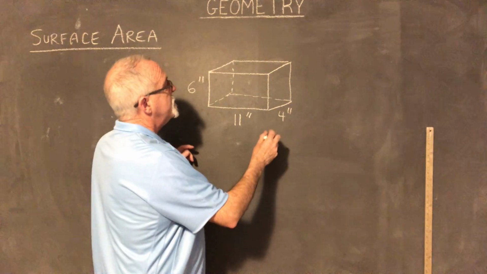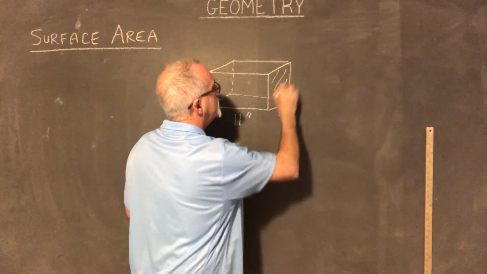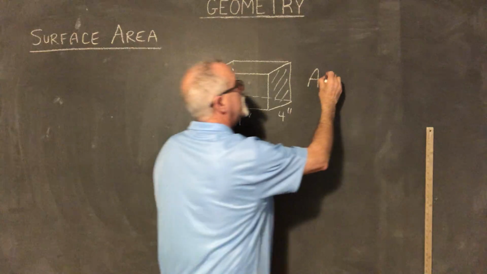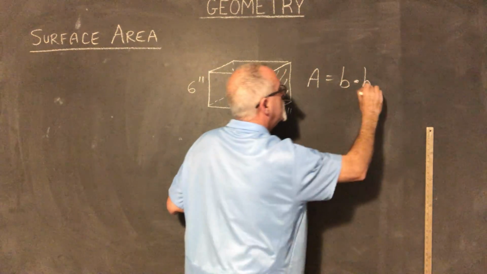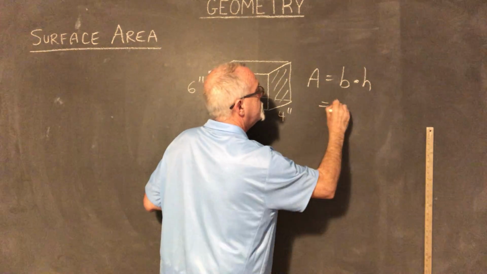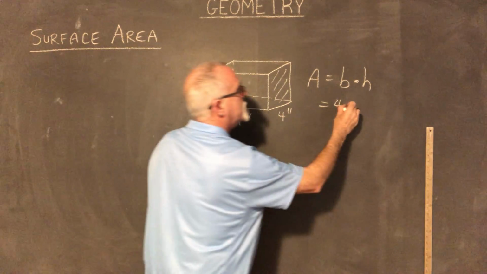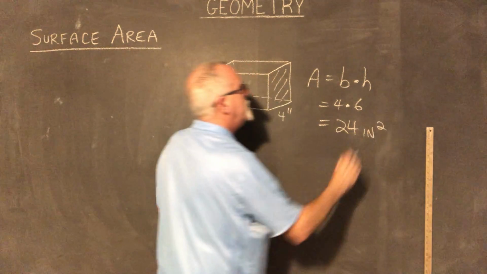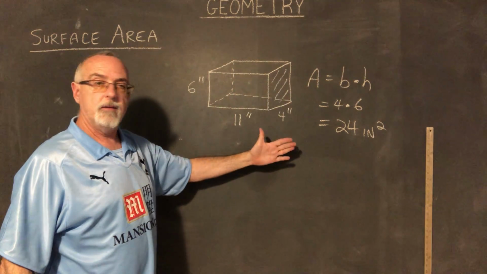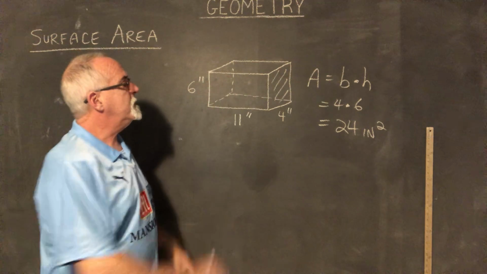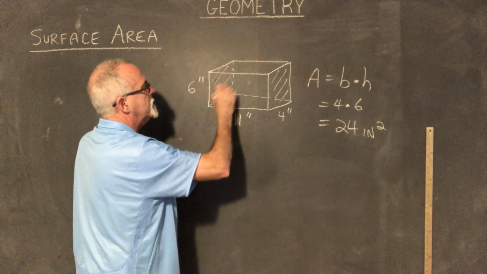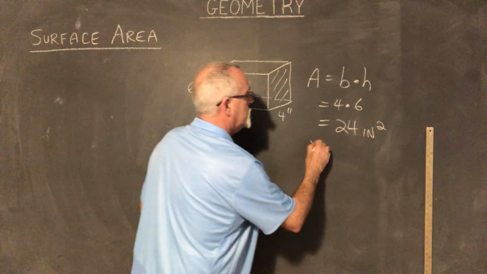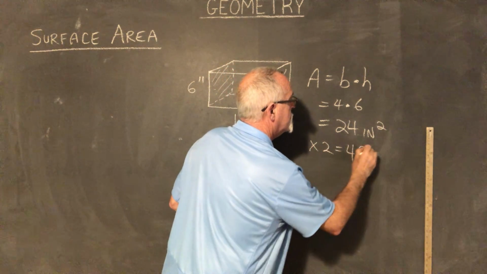So, this face here that I'll shade right now is a rectangle. The area of a rectangle formula is base times height. It has a base of 4 inches, but its height will be the 6 inches. Therefore we have 24 square inches for the area of that face. But there are 2. There's the one I shaded and this one over here, which I can also shade. I have 2, but they're going to be equal to each other, so I'm just going to say times 2 equals 48 square inches.